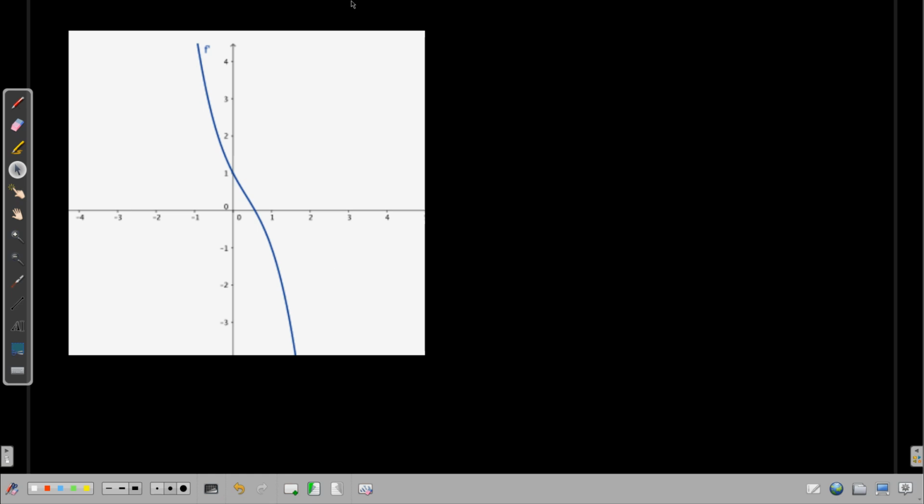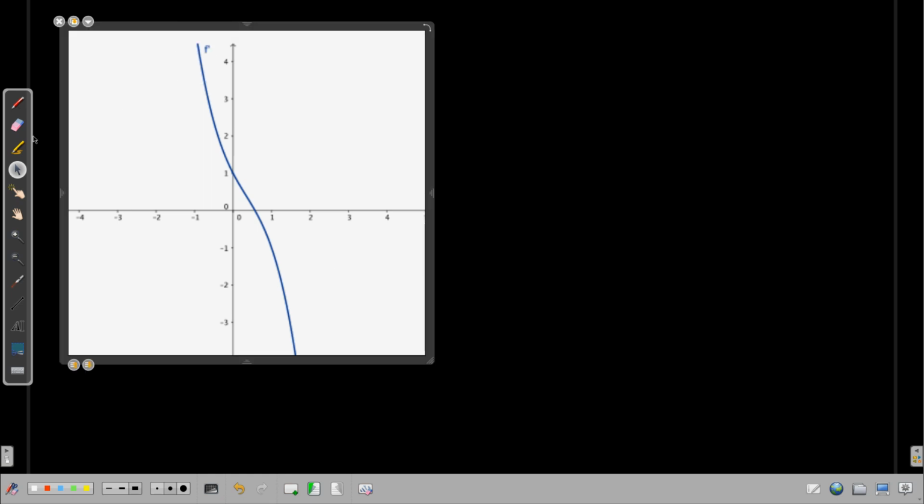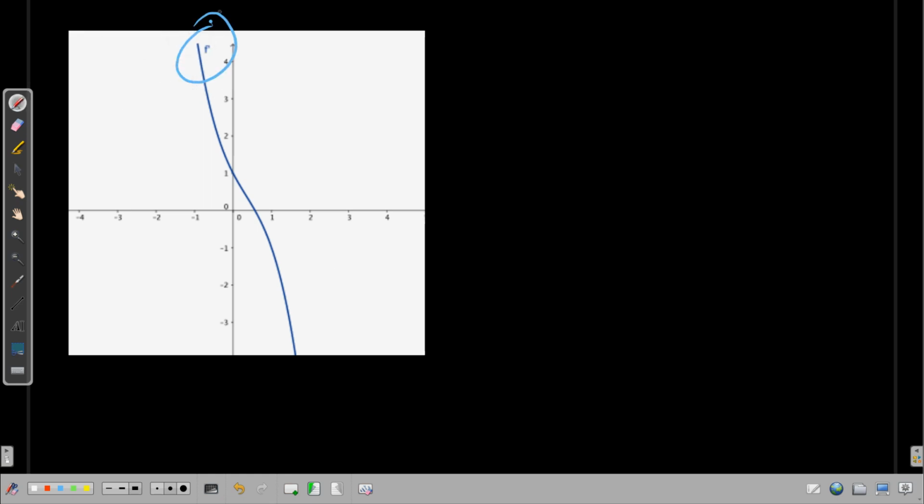So let's label this carefully. You can see it right there. They called it f prime. This is f prime. So this thing is describing the slope of the tangent line of f. And they want us to select all of the intervals over which this thing is concave up.